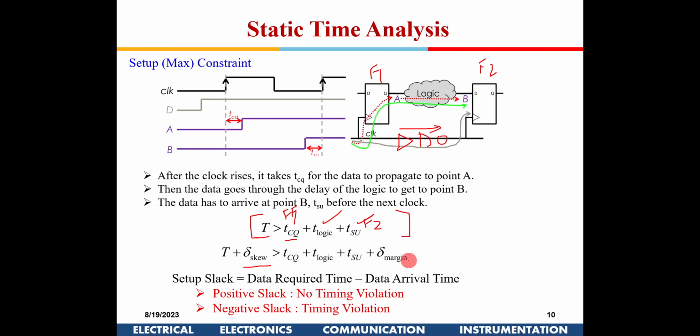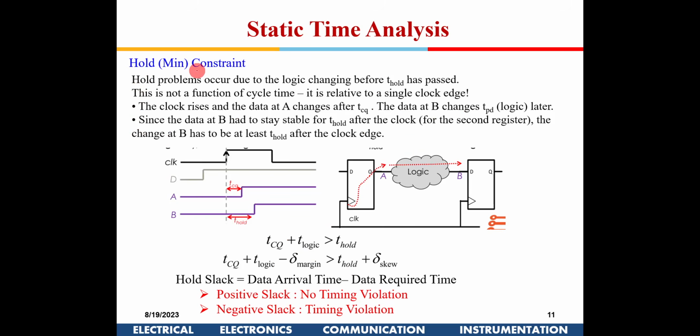And then you might want to add some margin, 5%, 10% margin in your design, okay? So when you do this minus this, that will give a positive slack. I'll give you an example where we compute the slack, then things will be more clear to you.